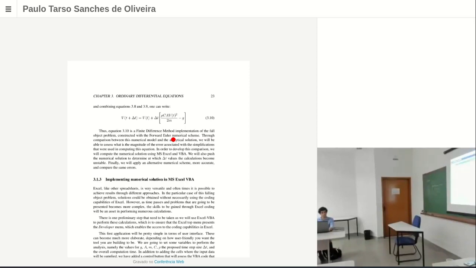Do I need anything else? Oh, drag coefficient. Well, this is so important. Let me put this down right here. Drag coefficient. What's the units of drag coefficient? No units. No dimension.